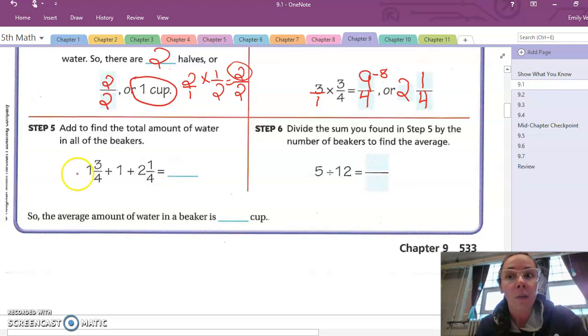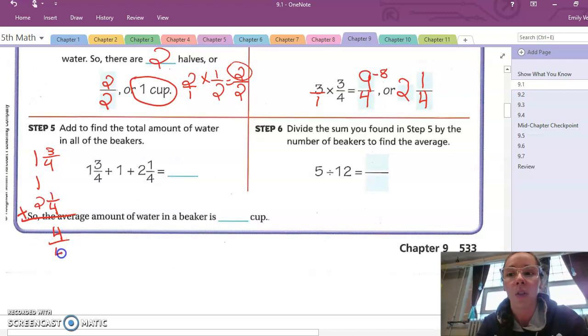Add fractions first, and feel free to stack them up if that's easier for you to see. It's certainly easier for me. So I'm going to stack them up here. Add those up. 3/4 plus 1/4 is 4/4. Add my whole numbers, 2, 3, 4. 4 and 4/4. Now what do we know about that? We've got a numerator and a denominator that are the same. That becomes another whole. So 4 plus 1 is 5. So there are 5 cups of water total.